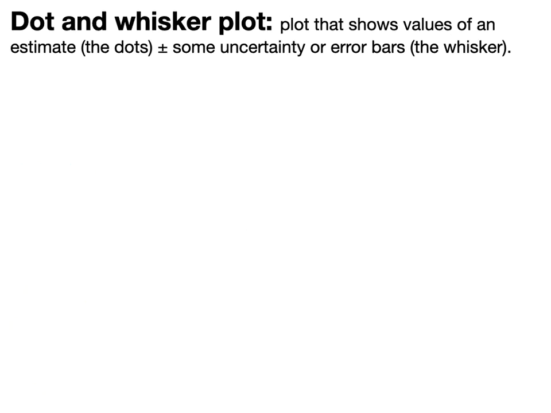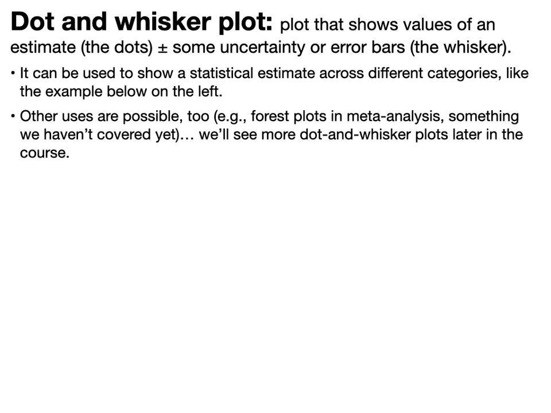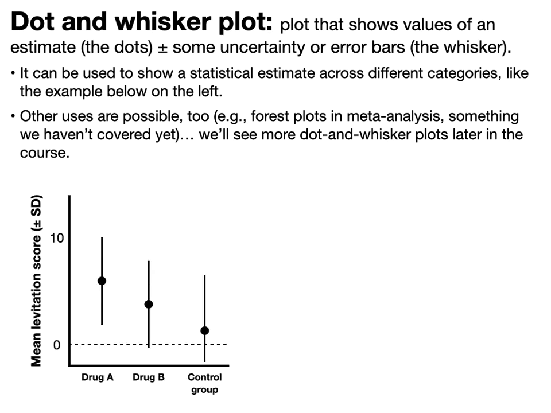Okay, I want to just show something that is similar to a dot plot, but not exactly the same, and that's a dot and whisker plot. And that's when you have values of an estimate as dots, plus or minus some uncertainty or error bars, and those are the whiskers. And so this can often be used to show statistical estimates across different categories, like the example I'm going to show you on the left of the slide. And it's also used in other types of studies, many of which we haven't covered in this course, but we'll see more of them later on. So I just wanted to introduce this as a type of plot now.